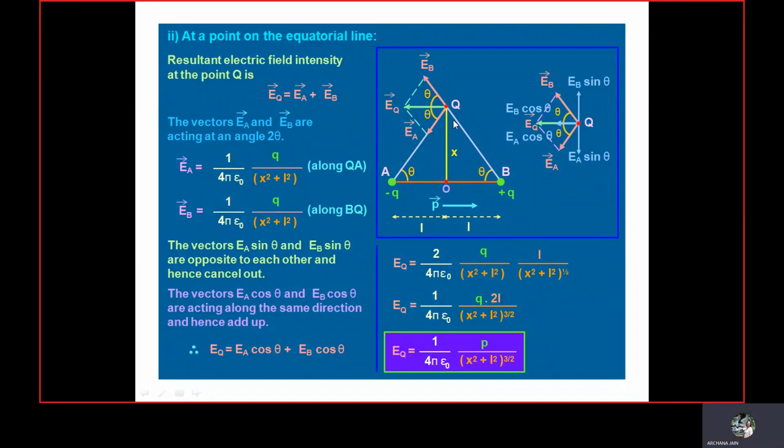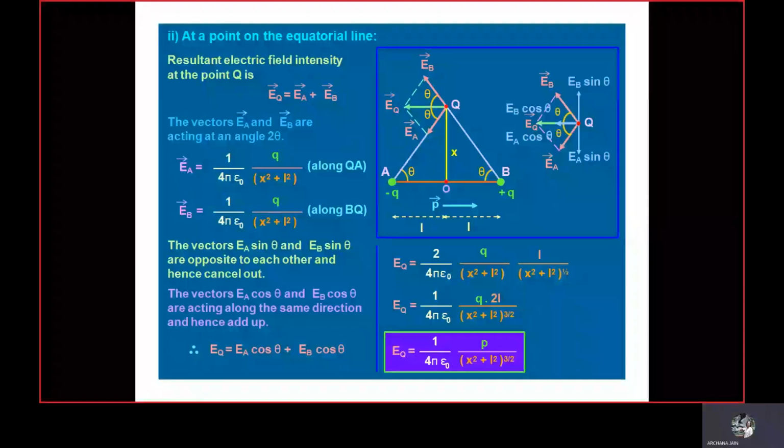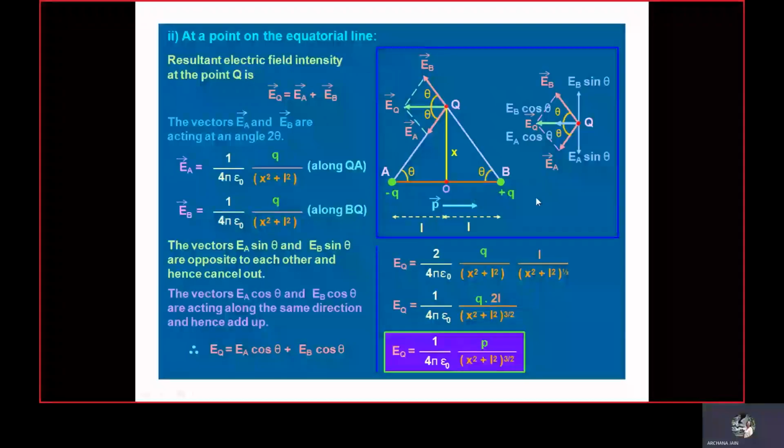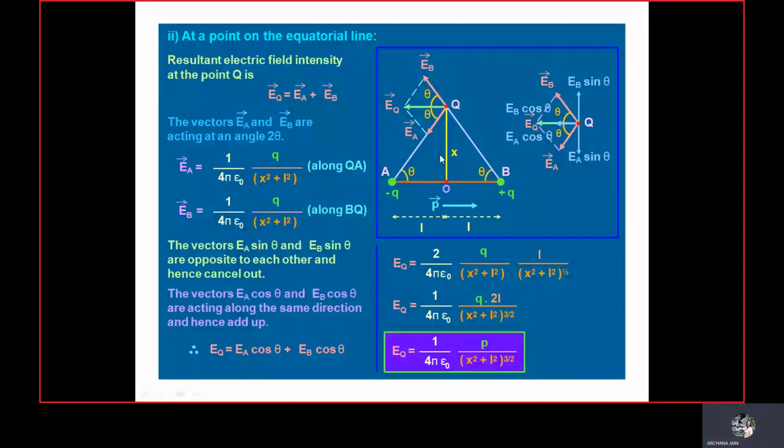Now we calculate the electric field at Q due to minus q and due to plus q. Magnitude wise the electric field is the same, but the direction is different. Due to minus q, it is towards A, meaning in the direction of QA, and due to plus q, it is in the direction of EB. EB is the electric field due to plus q charge.